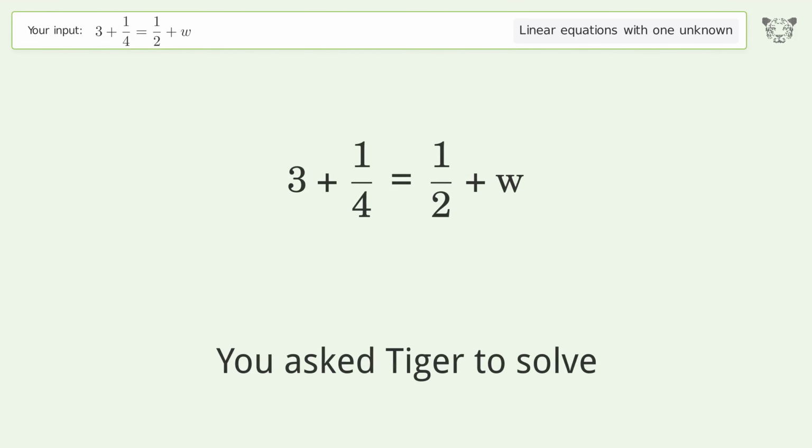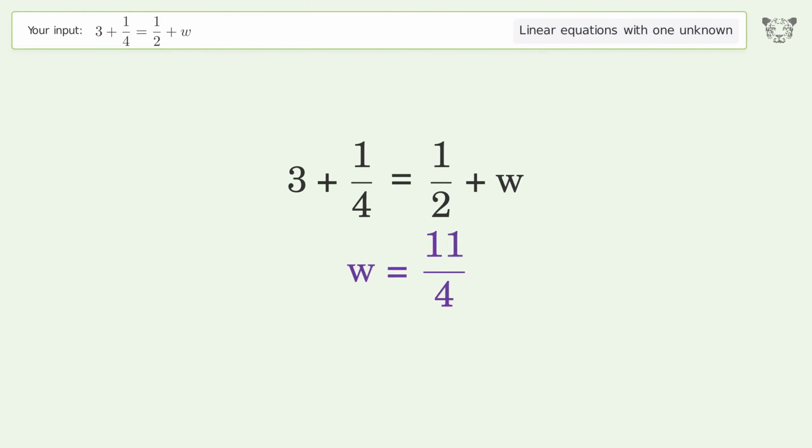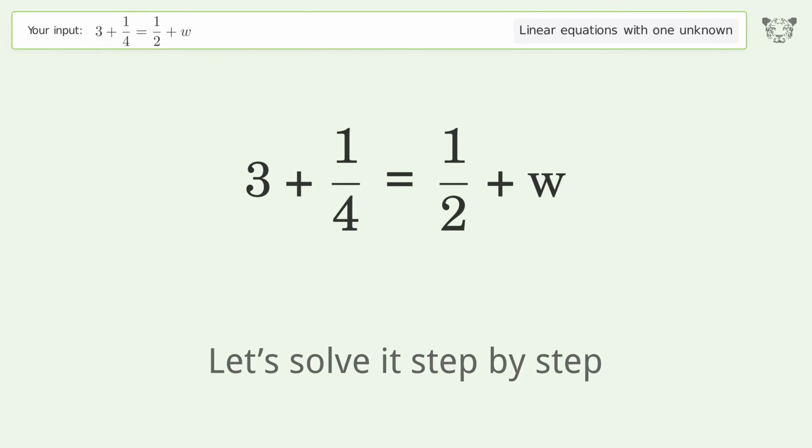You ask Tiger to solve. This deals with linear equations with one unknown. The final result is w equals 11 over 4. Let's solve it step by step.